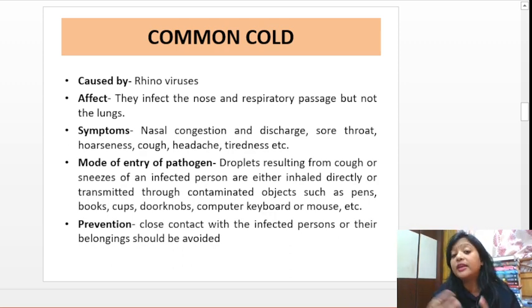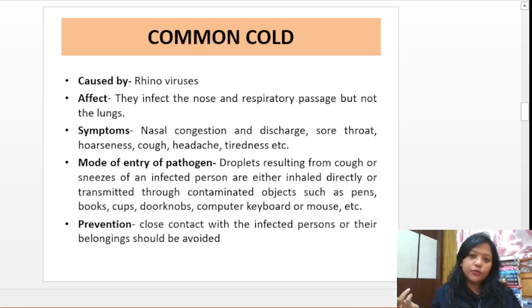So how does this virus enter our body? Same thing. Suppose an infected person who's already suffering from common cold is coughing or sneezing. If you are in front of that person and you also inhale the same droplets, then directly or indirectly you are getting infected. And that person may use anything, so if you're also using the same thing, you're also exposing your body to that virus.